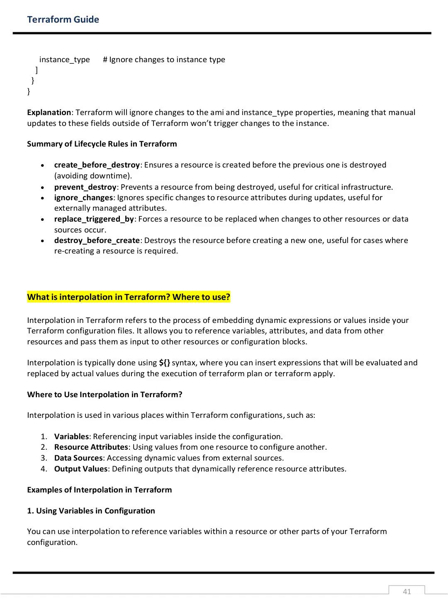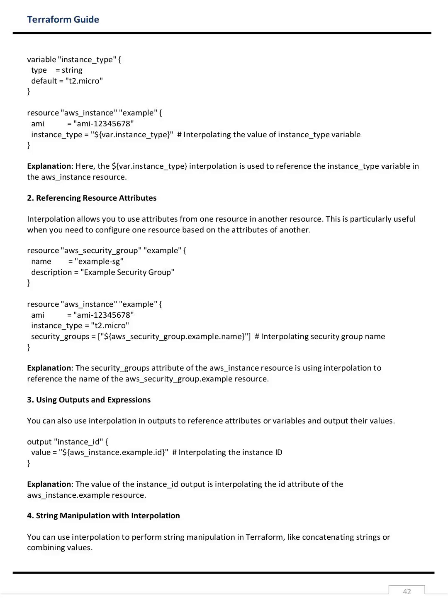Examples of interpolation in Terraform. 1. Using variables in configuration. You can use interpolation to reference variables within a resource or other parts of your Terraform configuration. Resource aws_instance example, interpolating the value of instance_type variable. Explanation: here, the dollar interpolation is used to reference the instance_type variable in the AWS instance resource.